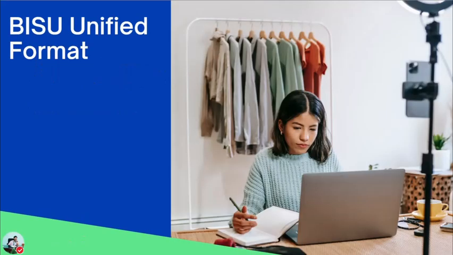So, as to the BISO unified format, the abstract must be 250 to 300 words only. There's also a strategy on how to count the words: not counting them manually. You can use the Word file to easily count the words of your abstract.